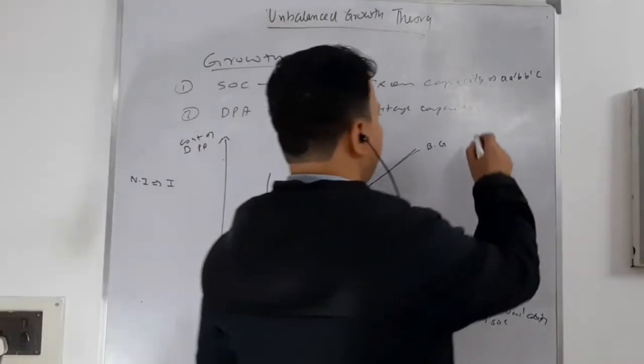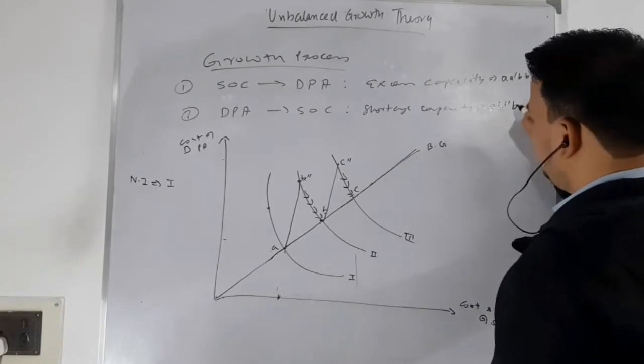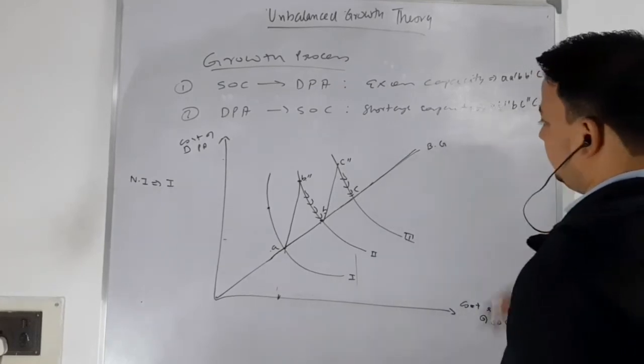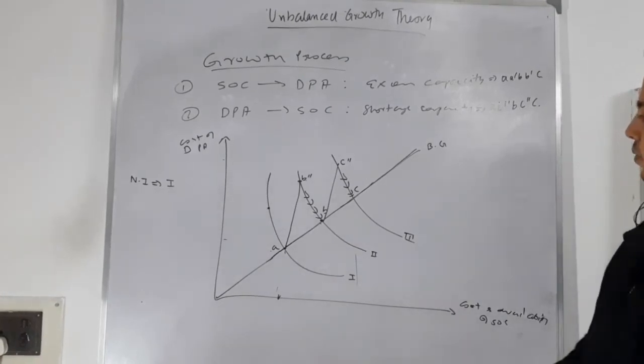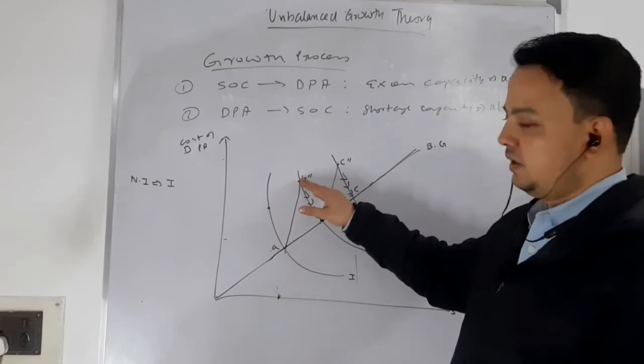So here the sequence of movement that we will be having is A, B double prime to B, then C double prime to C, okay. Here there will always be tension building up because we want to make investment here.